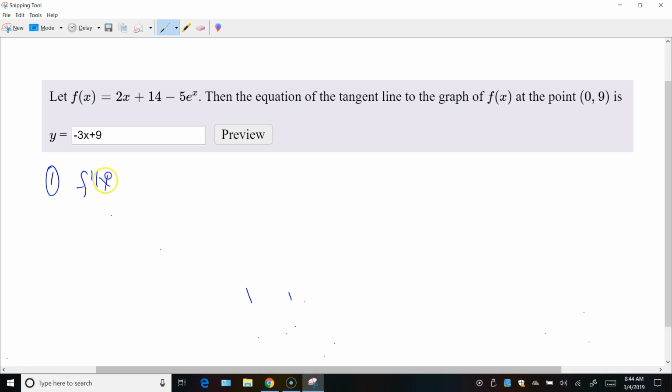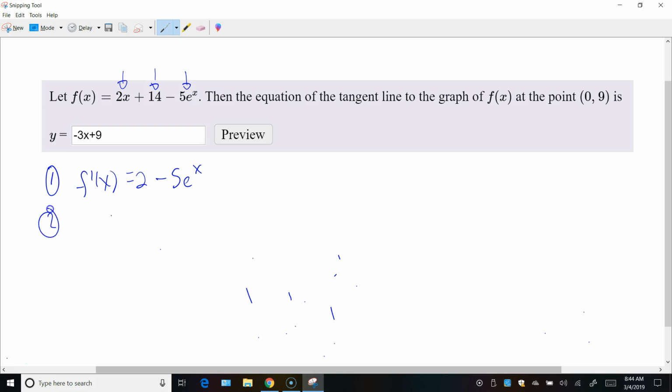So f prime of x: when you differentiate the term 2x, that's just 2. When you differentiate the term 14, that's a constant, so that just goes away. When you differentiate the term negative 5e to the x, it's just minus 5e to the x. e to the x is its own derivative. So f prime equals 2 minus 5e to the x.